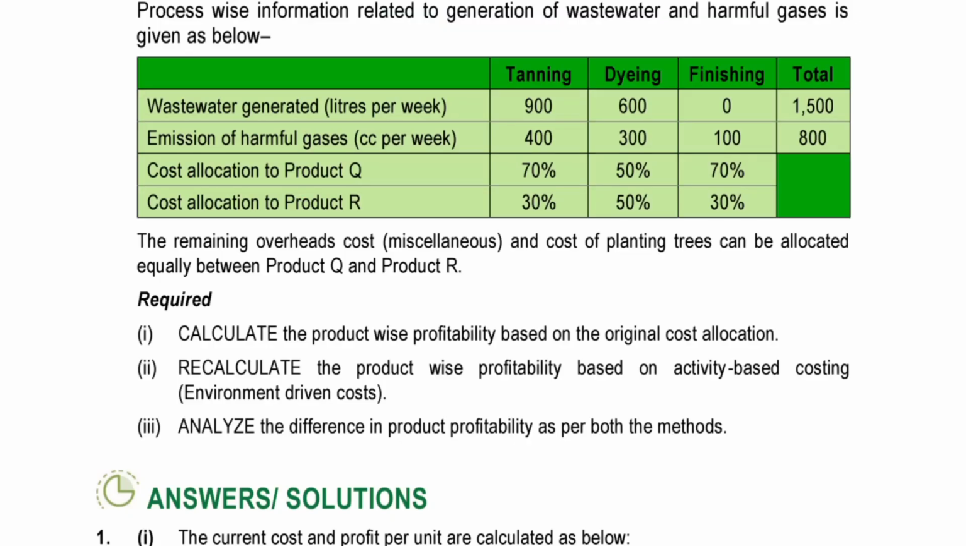Here they have given the total wastewater generated. The wastewater cost will be allocated on the basis of wastewater generated. Total is 1500 liters. For the process, they have given the breakup. Out of 1500, 900 is in the tanning process, 600 is in the dyeing process. Like that, they have given the breakup.